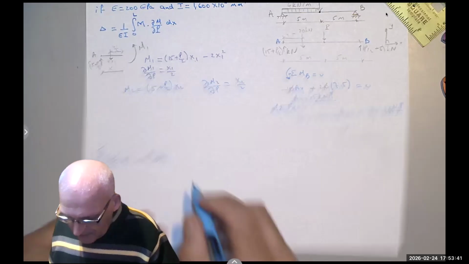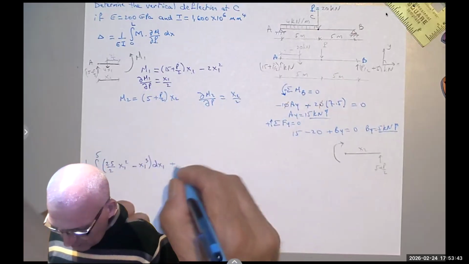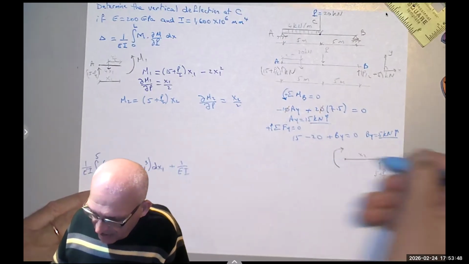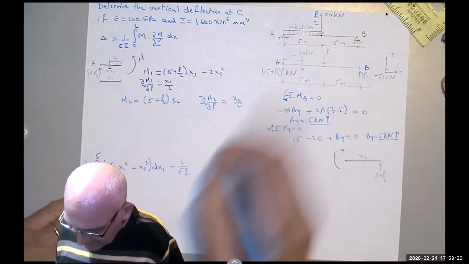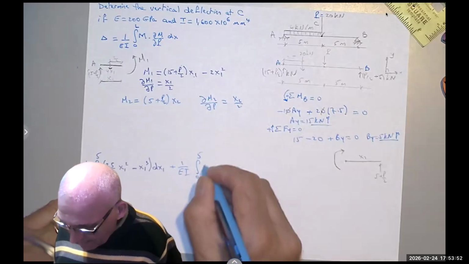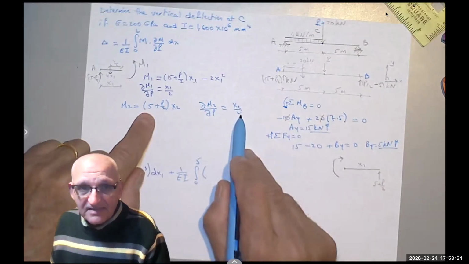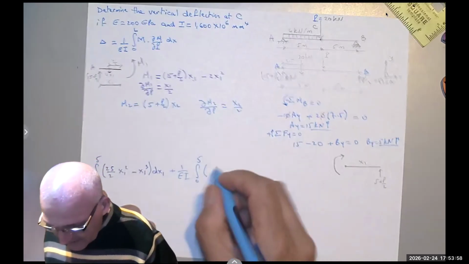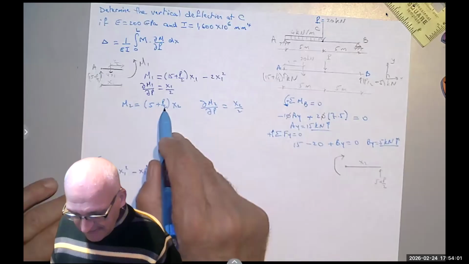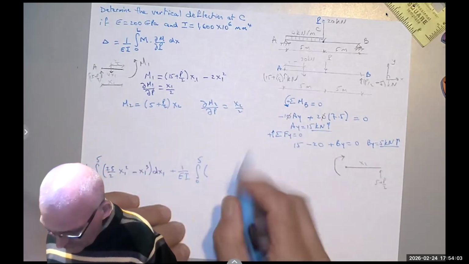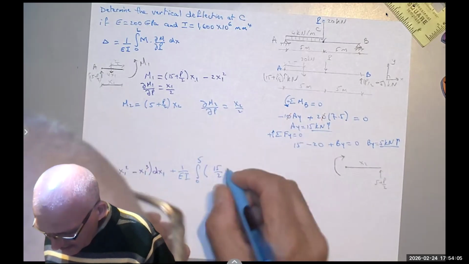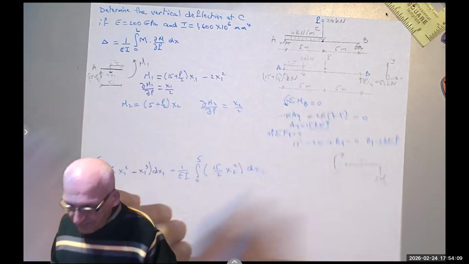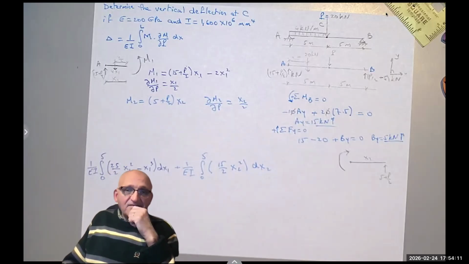So now I'm going to add 1 over EI. I'm starting at B, so the integration is also from 0 to 5. But now it's just this times that. So I have p over 2 is 10 plus 5 is 15 over 2, 15 halves, x2 squared dx2. I'm done with the math.